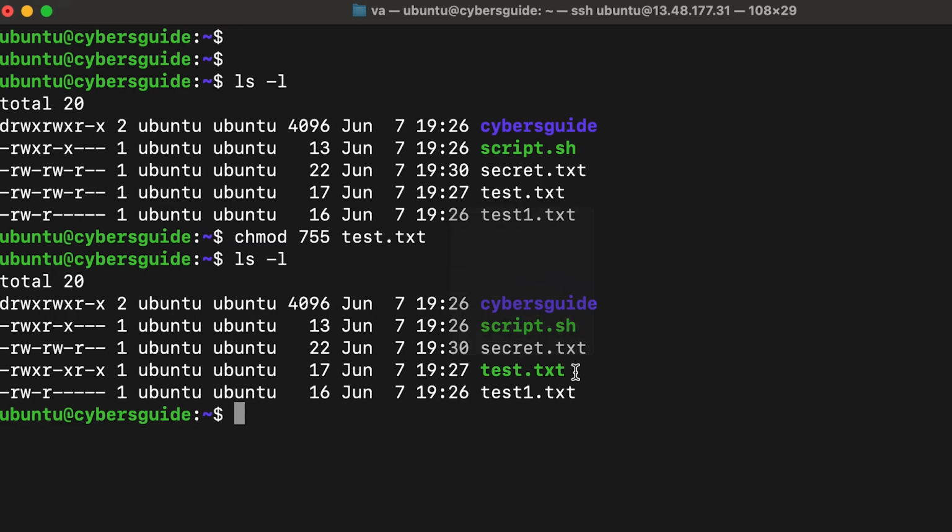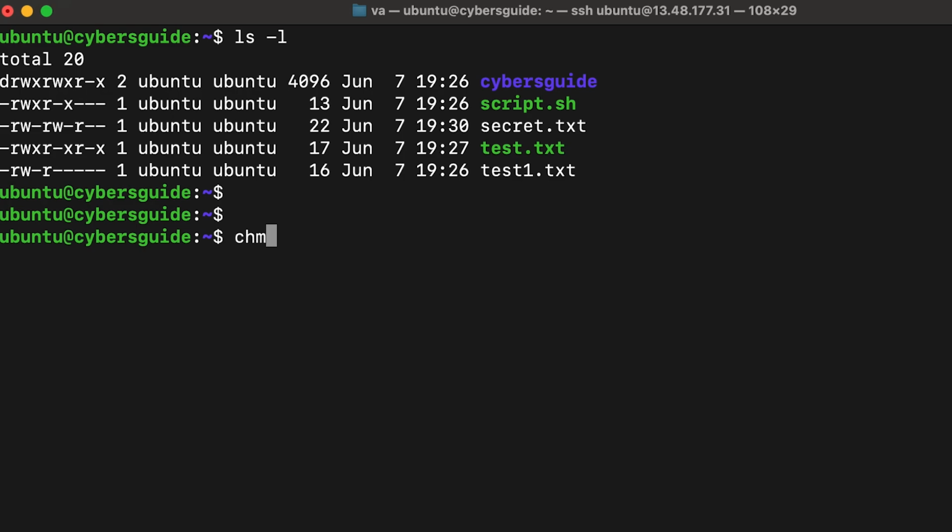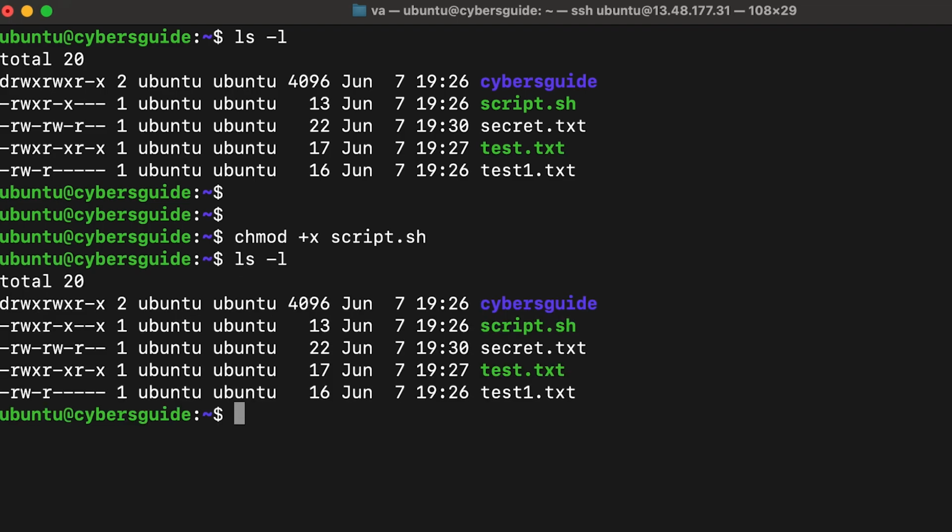It's worth noting that symbolic notation can also be used with chmod to modify permissions. This approach allows for more granular control, specifying the permission explicitly. For example, chmod +x script.sh adds the execute permission for all entities: owner, group, and others.